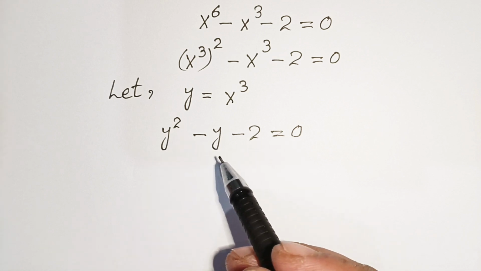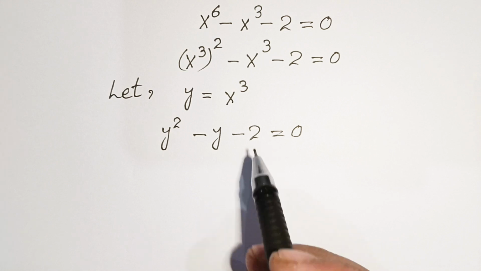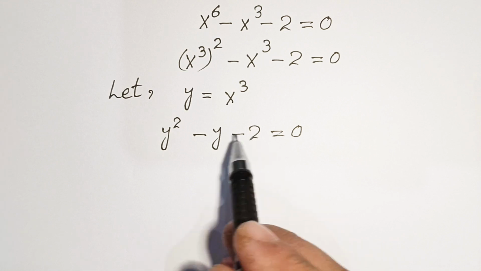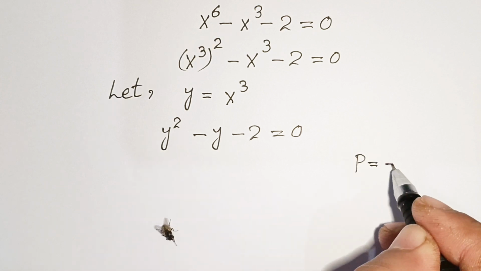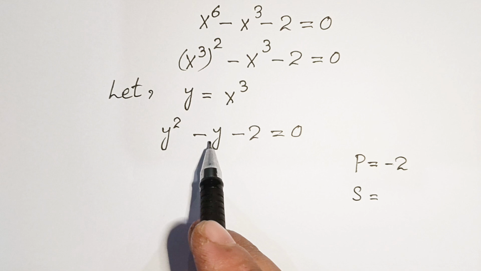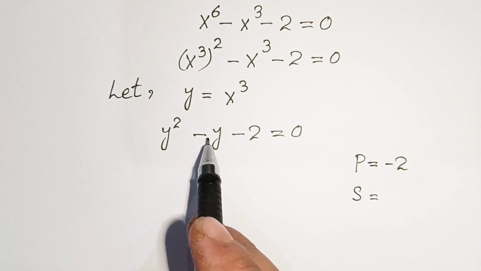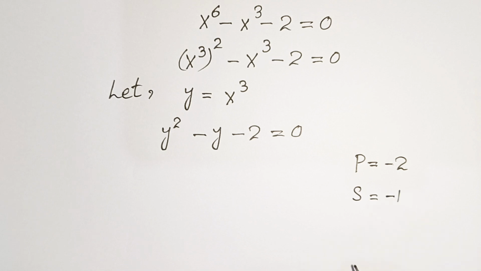So it is a quadratic equation. We have to solve it and it is also factorable. So here if we multiply minus 2 with 1 we get minus 2. So the product will be minus 2 and the sum here we have to write is minus 1.